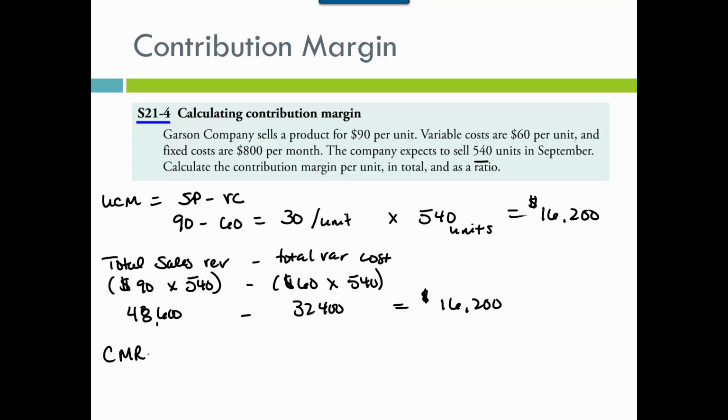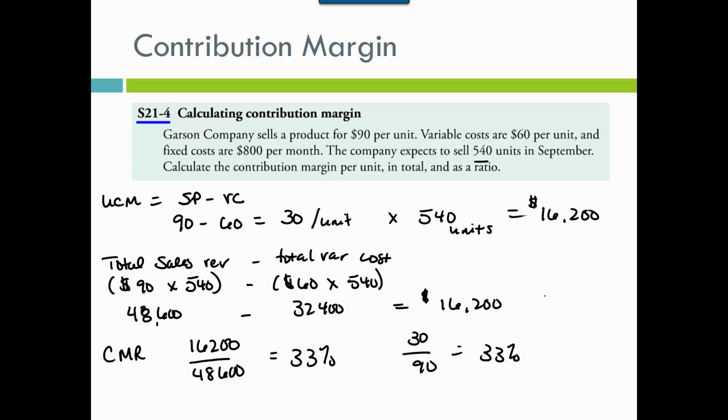So the contribution margin ratio, again, you can do total or unit over unit. So I could do total contribution of 16.2 over total sales revenue of 48.6, and I get 33%. Or I could do it per unit. The contribution per unit is 30. The selling price per unit is 90, and that gives me 33%. So either way here is right. You can take it either way.